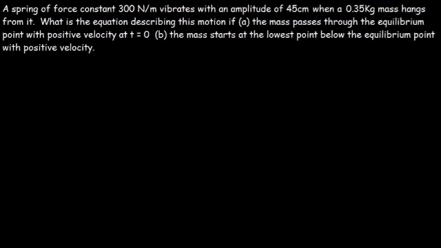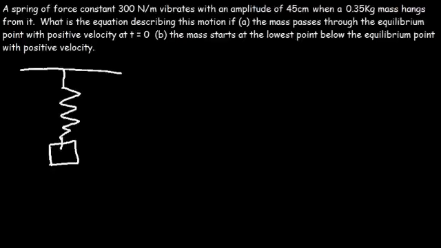A spring of force constant 300 newtons per meter vibrates with an amplitude of 45 centimeters when a 0.35 kilogram mass hangs from it. What is the equation describing this motion if the mass passes through the equilibrium point with positive velocity at t equals 0? So we have a vertical spring, we have a mass hanging from it.